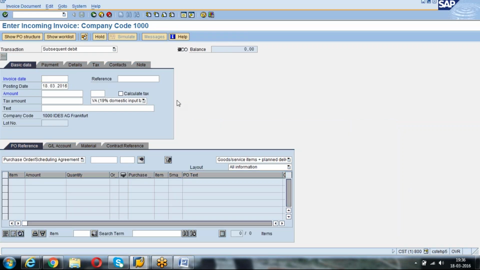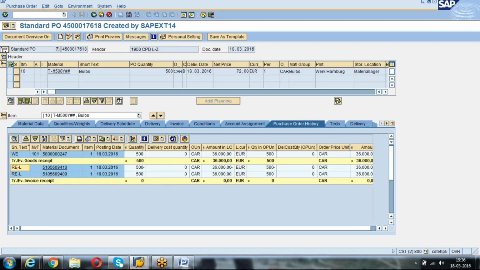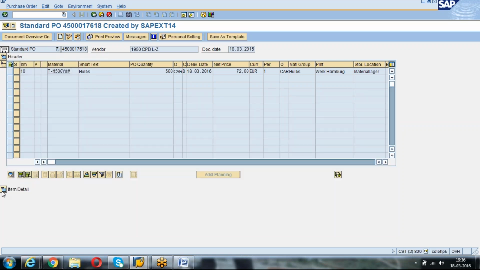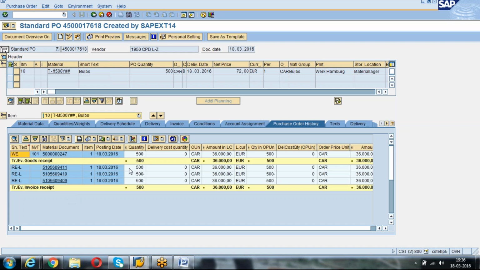Now we will see the subsequent debit and subsequent credit. For doing the subsequent debit and subsequent credit, I have replicated the invoice again. I have created one more fresh invoice. Now the credit memo is completed. I have created a subsequent direct invoice for 500 quantity. Now these two are nullified.